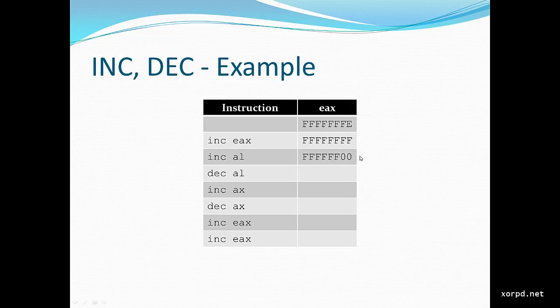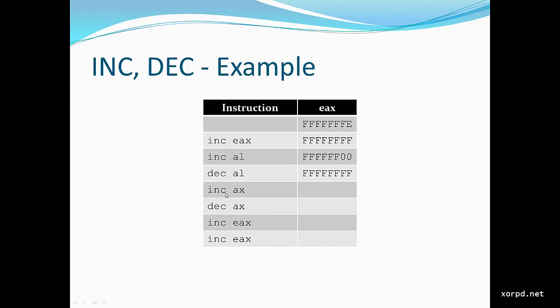We got a wraparound. FF plus 1 gives us 100 in base 16. However, as we work only with the lowest 8 bits, the wraparound occurred only in the lowest 8 bits and it stayed there. It didn't spread out to the rest of the bits. Now we are going to do the opposite, dec AL, and we get the original number.